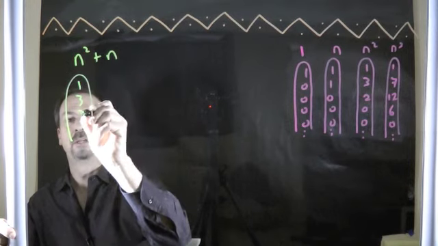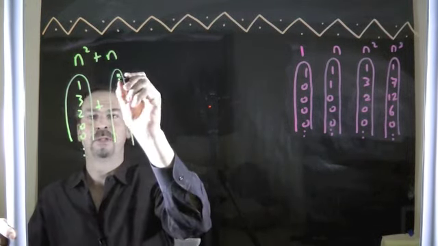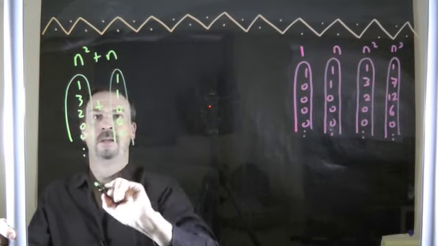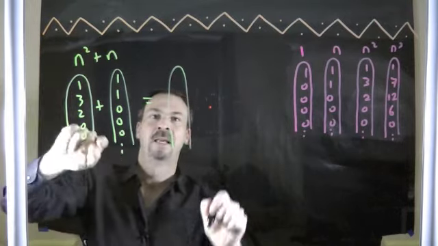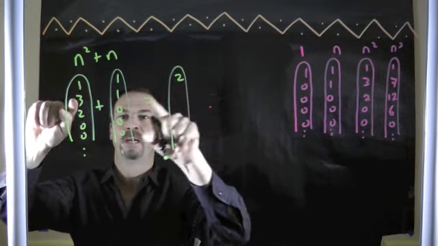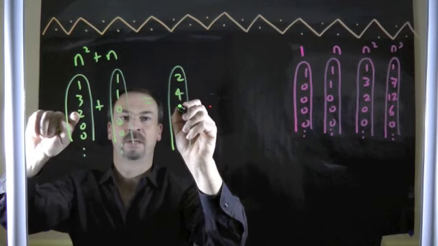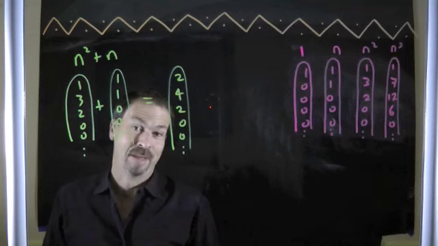1, 3, 2, 0, 0, 0. Plus n, excuse me, which is 1, 1, 0, 0, 0. I'm wondering if I actually worked out the sequence of n squared plus n, would it give me a leading diagonal of 1 plus 1, which is 2, 3 plus 1 is 4, 2 plus 0 is 2, 0 plus 0, 0 plus 0. That'd be magical if that worked out.